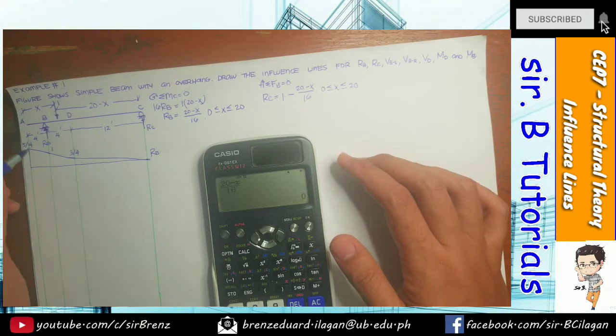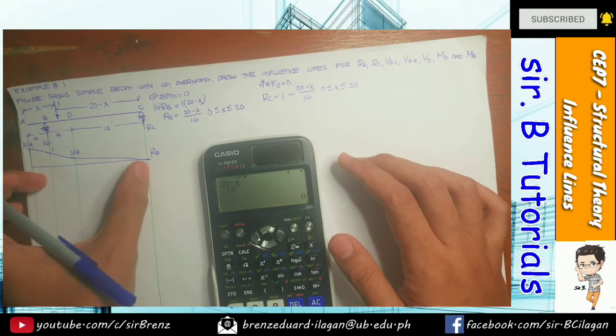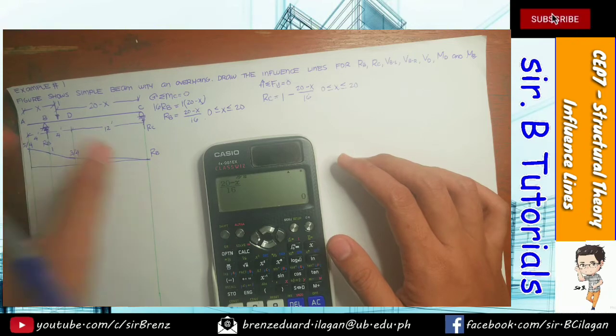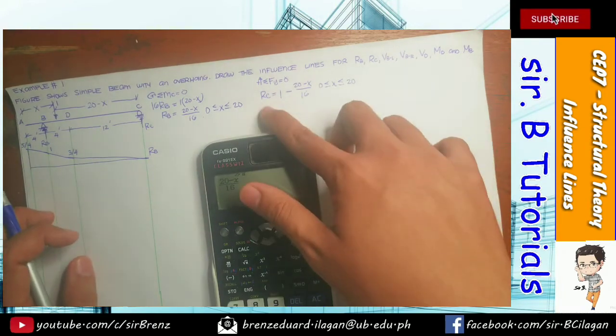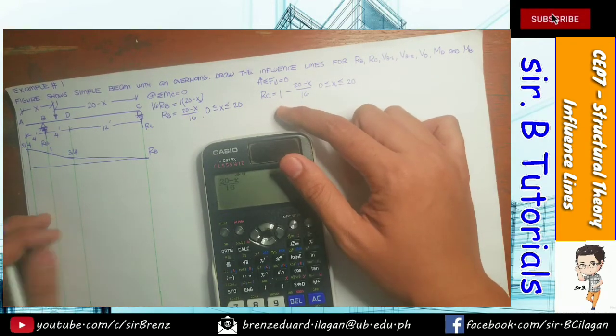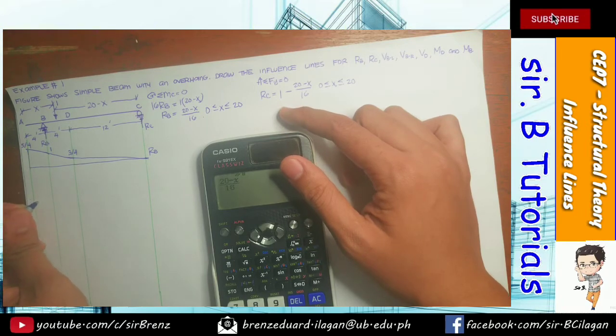So, ito dapat is a straight line. So, pagpasensyahan nyo na lang yung drawing ko. So, guys, ito yung magiging itsura ng influence line for the reaction at B. Next nating i-plot that is for yung RC. Okay? Ayan.